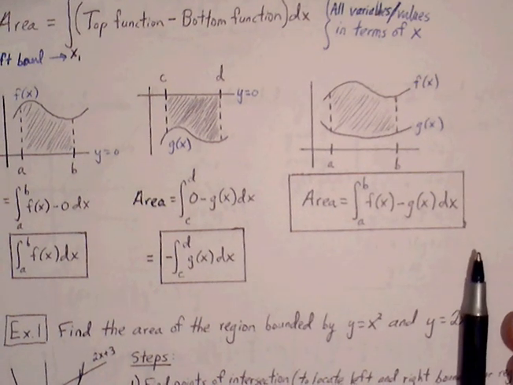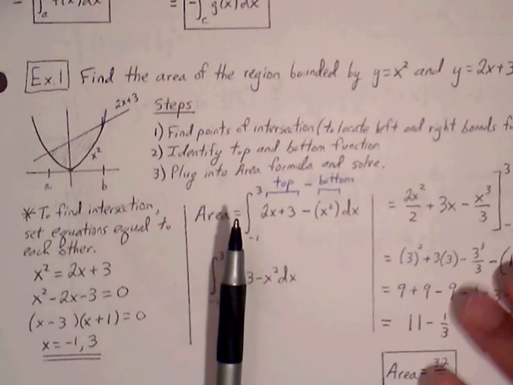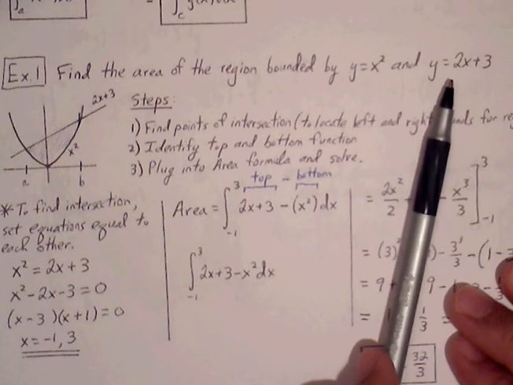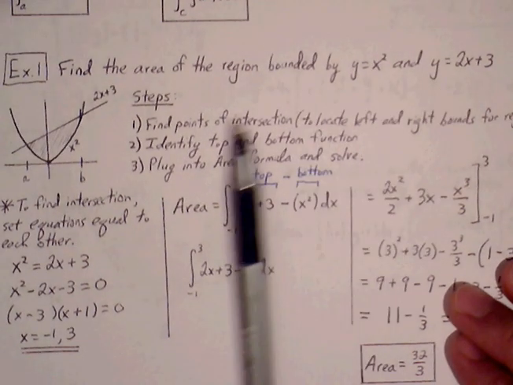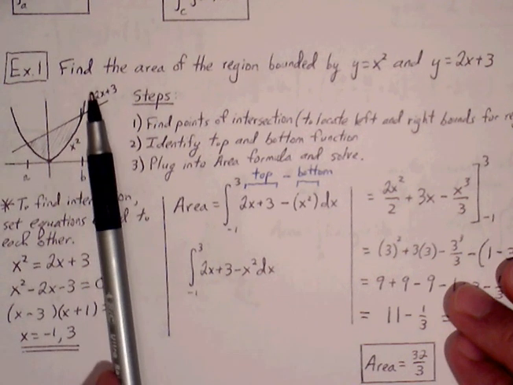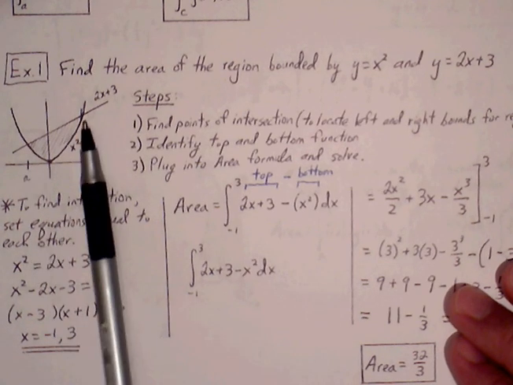All right. Let's look at example 1. Find the area of the region bounded by y equals x squared and y equals 2x plus 3. So y equals x squared is the parabola that we see here. y equals 2x plus 3 is this linear graph that we see here.